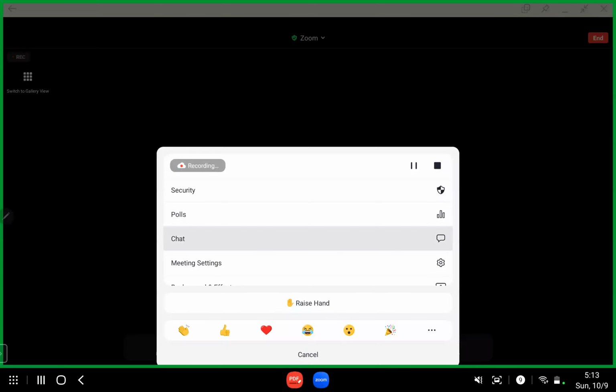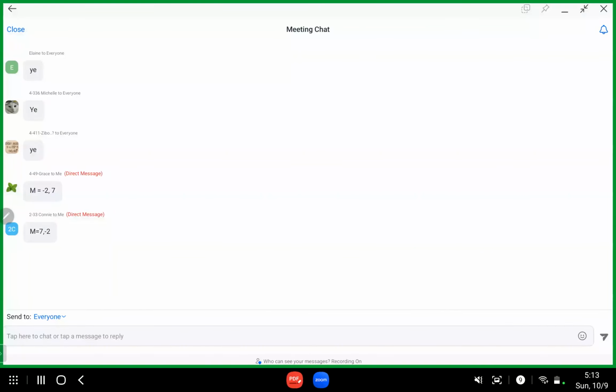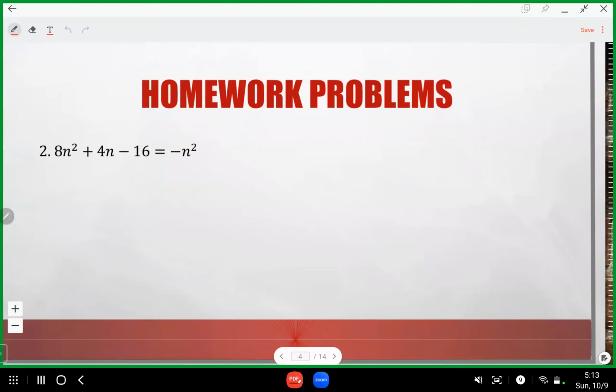All right, so let's look at this next one. For this one, you need to move the negative n squared to the other side. So it's going to be 9n squared plus 4n minus 16 we've gotten so far. Then let's list our a, b, and c terms: 9, 4, and negative 16.